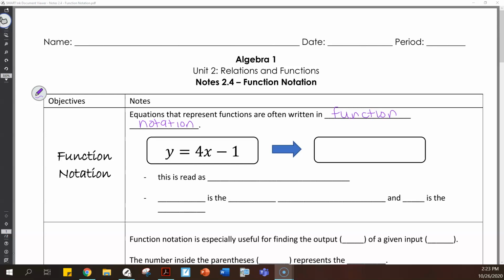So where we have an equation like y equals 4x minus 1, when I write this in function notation, I'm changing the y to f parentheses x. Okay, everything else stays the same. So in function notation, the y changes to what we call f of x. So this is written as f of x is equal to whatever comes after that. So in this case, f of x is equal to 4x minus 1.